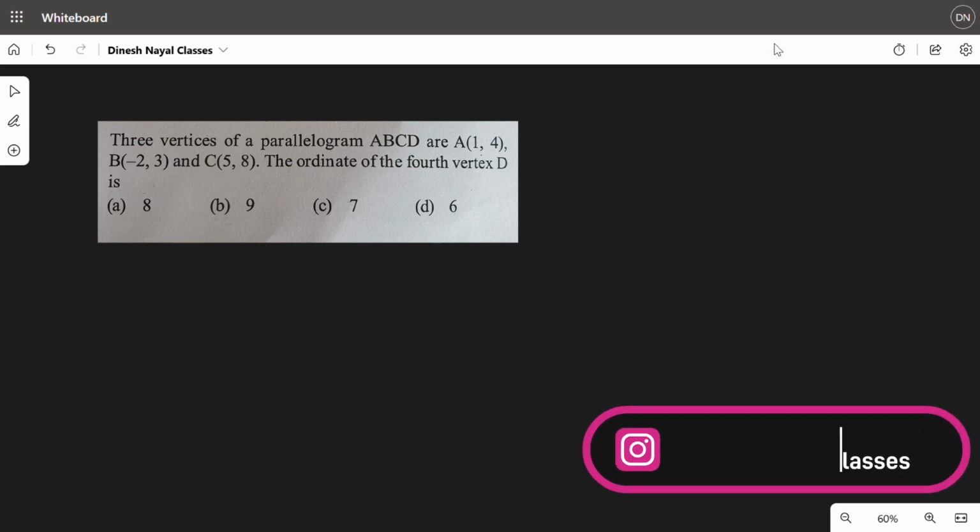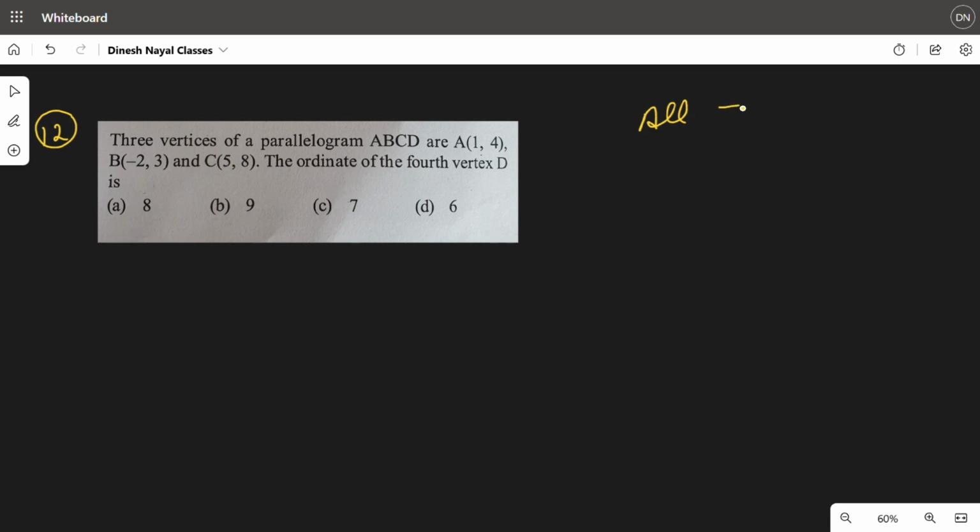So next question is this one. This is actually the 12th question. It is from the All India CBSE Board 2022 question, section A. Again, this is from section A, and this is a 1 marker question.